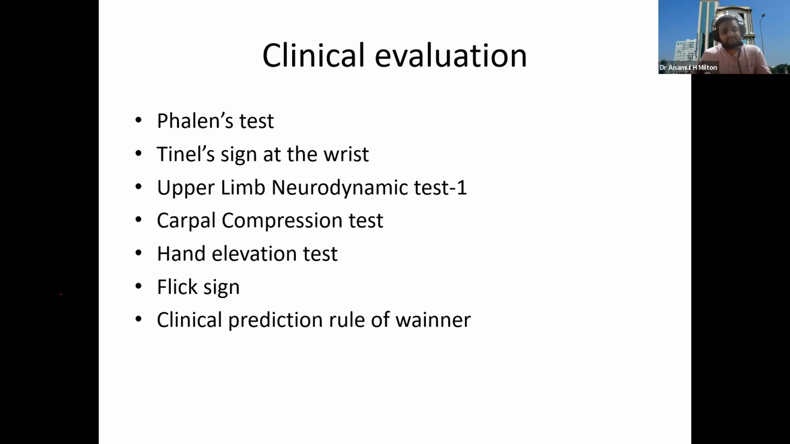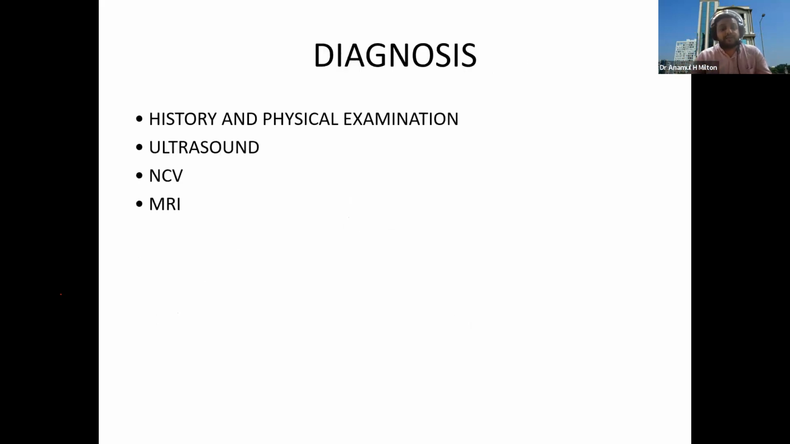Another is the upper limb neurodynamic test and carpal compression test, like the hand elevation test and the flick test. And clinically there is sometimes a clinical prediction rule, which I will share in the group also. Okay, so the diagnosis is mainly the history, then some physical examination. You can consider ultrasound, because if there is swelling of the nerve, you can calculate it under ultrasound. Then another is the NCS, and very rarely is MRI done for CTS.